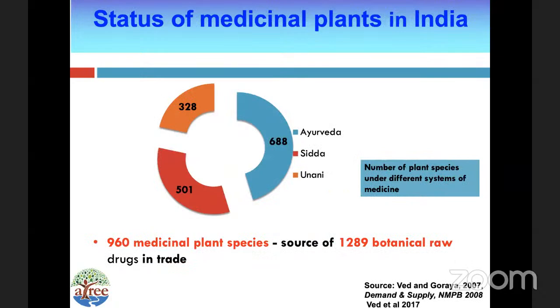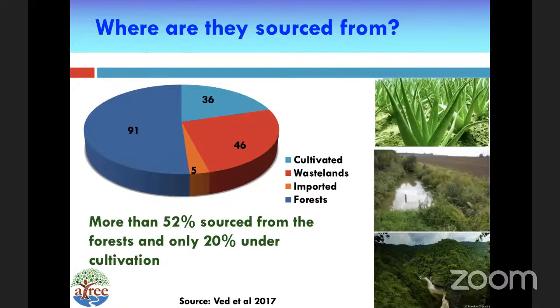There are about 960 medicinal plants that are a source of about 1,289 medicinal raw drugs in the country. If you look at where they are sourced from, most of them come from the forest. 52% are sourced from the forest, and only about 20% are actually under cultivation. So a large number of species are extracted from the wild.